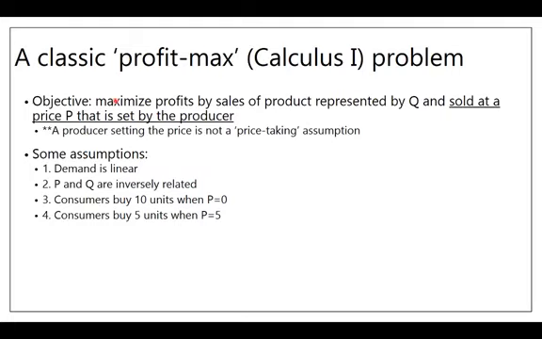Let's do the classic profit max problem, and you can follow through on this one. I'll show you a graphic of it at the end. If you want to do the math, you can follow along. The objective: maximize the profits by sales of some product represented by Q and sold at price P.